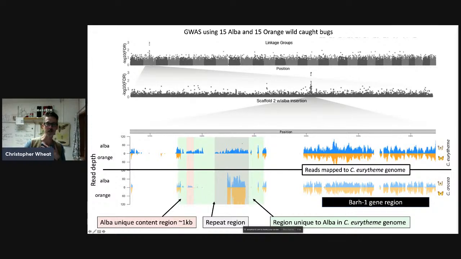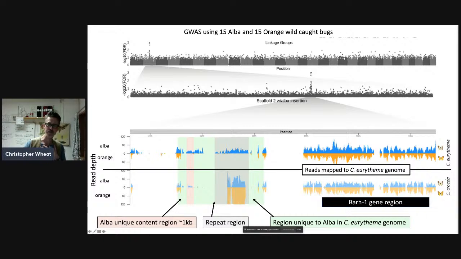We know there's a lot of repeats in this region in gray here. We annotate, we find that we can annotate them as repeat regions. So we know that's repeat content. We find nice, unique content in this pink region. So this pink region we think is quite nice.